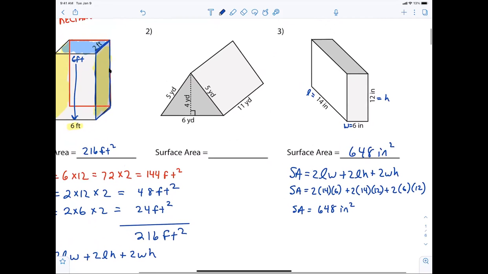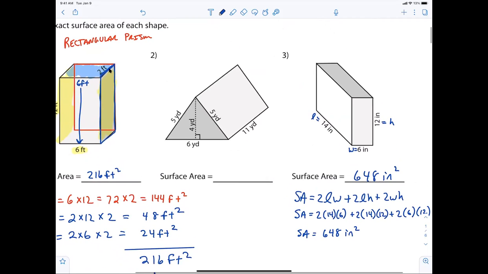Well, the next one is a little bit different. It's called a what? Yeah, it's called a triangular prism. So everybody name that. Triangular prism. All right. We have a triangular prism.